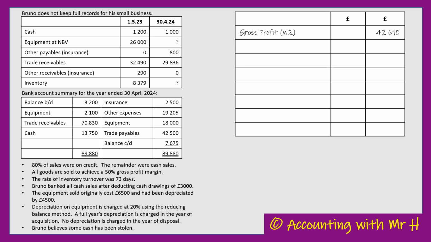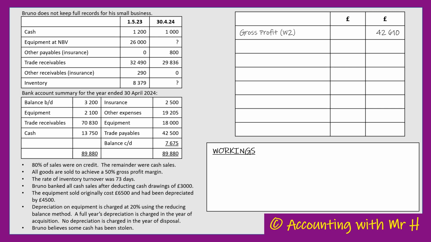So gross profit 42,610. And now I'm thinking, is there any other income? Well, I don't remember reading anything about rent received or discount received, but I do remember that it gave me a hint that he had sold some equipment. And if I look back, yeah, the fifth bullet point, it says the equipment sold. So if he has disposed of a non-current asset, that has probably led to either a profit or a loss. So before I go any further, it's probably sensible to work this out, because if it's a profit he's made on disposal, it will need to be added on here under the gross profit.